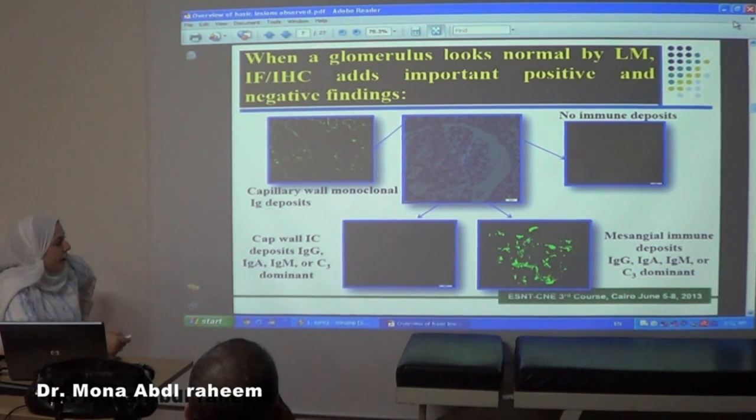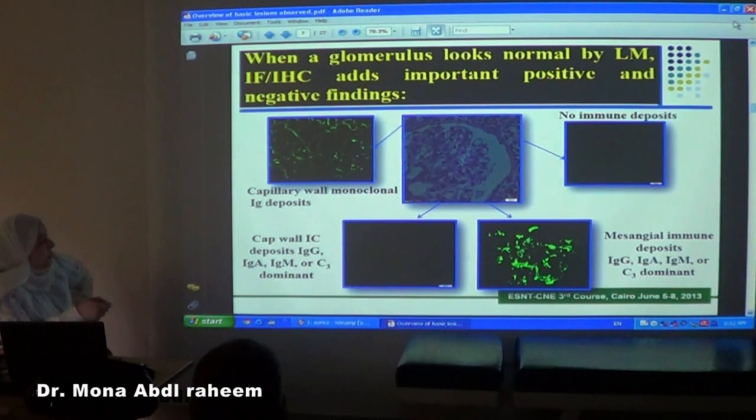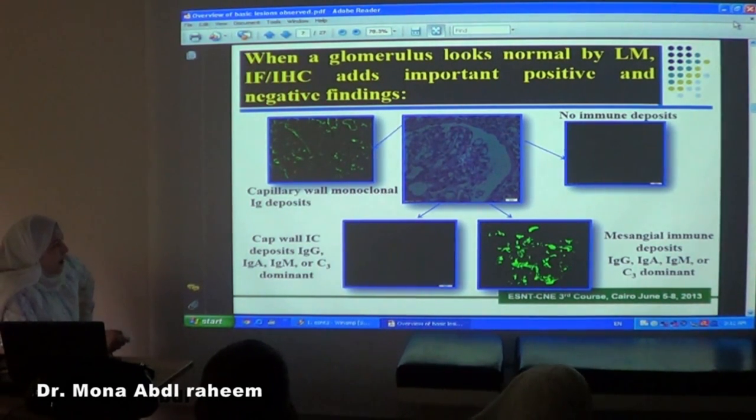First finding that we can find in the biopsy when we examine it, that we see no abnormality, that the glomerulus is completely normal. So we shift to another technique to support the presence of a pathology. So we shift to the immunofluorescence examination, and immunofluorescence or immunohistochemistry gives an important positive as well as negative finding. The negative finding, if we find no deposit by immunofluorescence, so this is normal or minimal change disease.